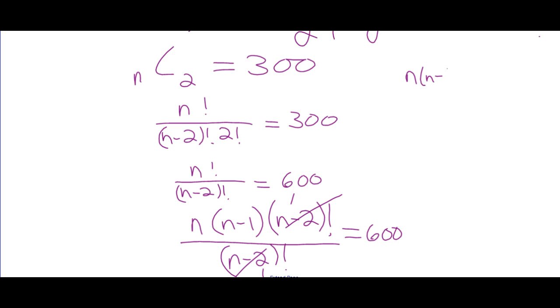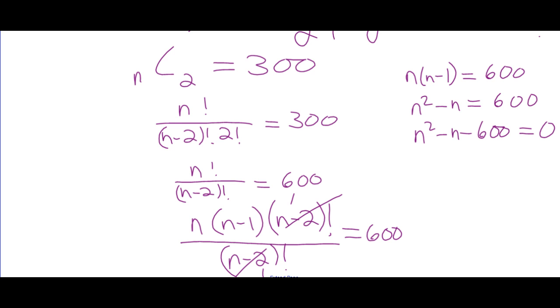So I've got n times n minus 1 is 600. So n squared minus n is 600. So n squared minus n minus 600 is equal to 0. It has to factor, right? Because n has to be a natural number, right? We can't have 6 root 2 hockey players, because n is the number of hockey players. It's got to be a number. So this works out to n minus 25 times n plus 24. So this means that n equals 25 or n equals negative 24.